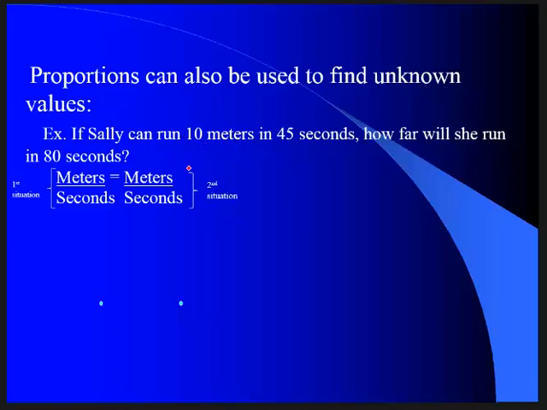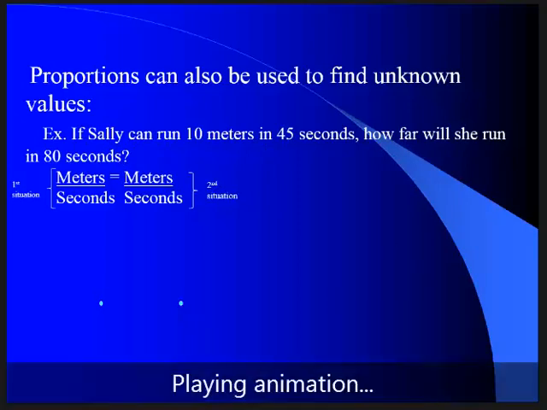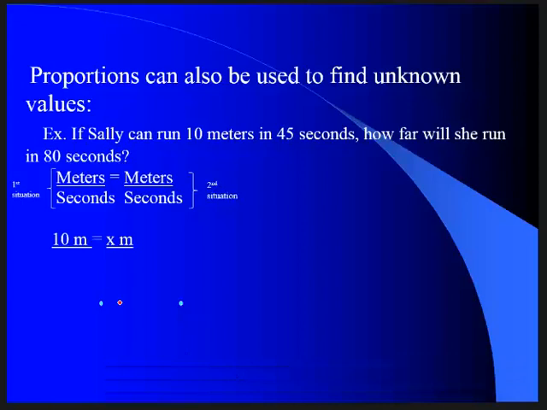How many meters do I have in my second situation? We don't have any meters here. It says, how far will she run? I don't know. Therefore, I'm going to call that X. So I now have 10 meters for my first situation, X meters for my second situation.